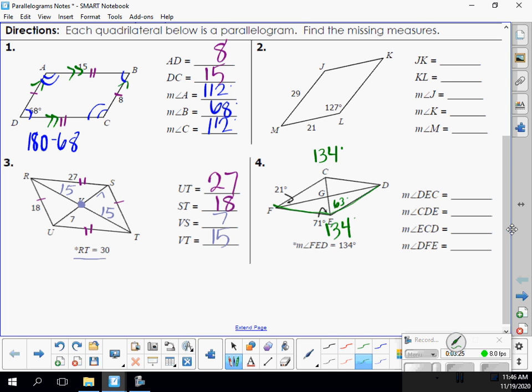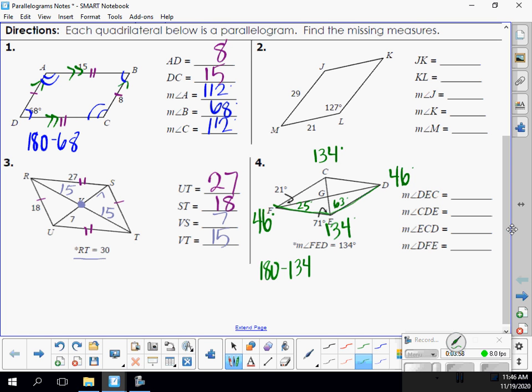And I can find angle D. We've talked about how angles that are consecutive interior, or angles that make up the same side of the parallelogram, are supplementary. So I could do 180 minus 134, and that will get me 46 for D, which means all of F is 46 as well, because those are across from each other. I can find the other part of F by doing 46 minus 21, which is 25.